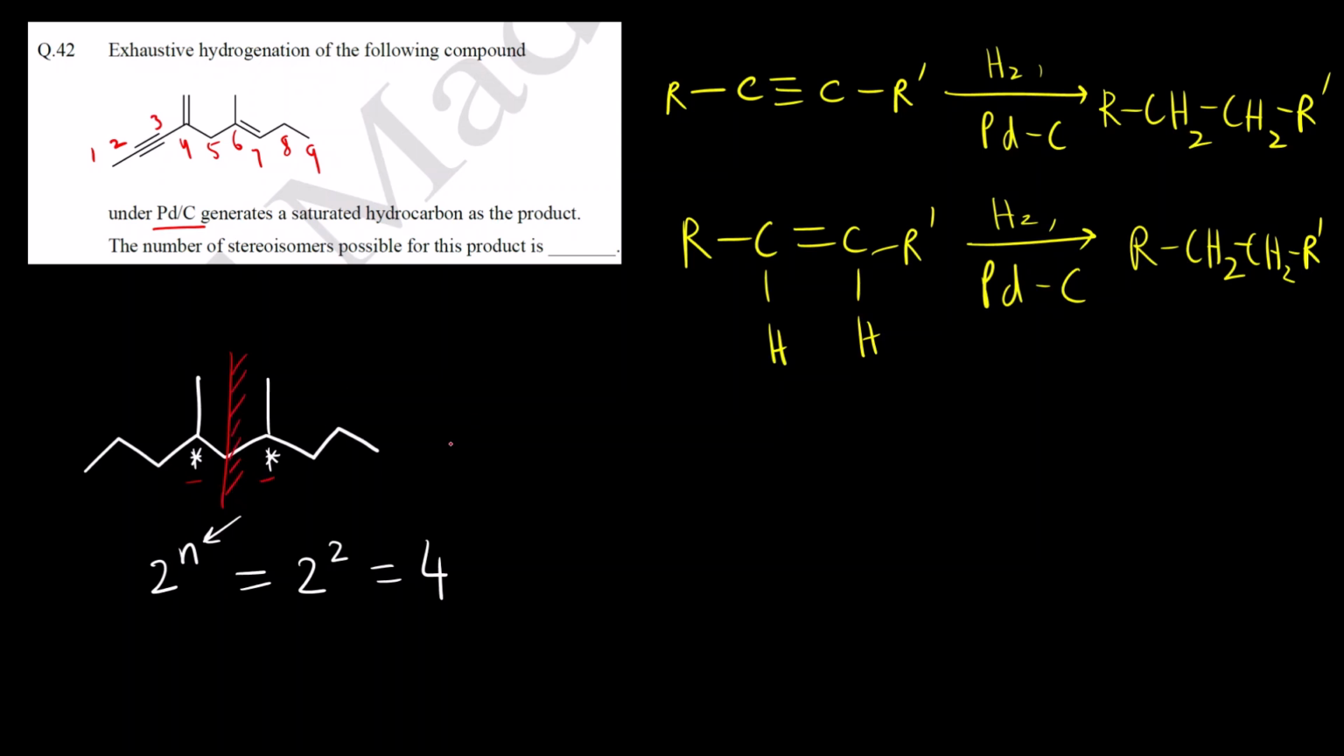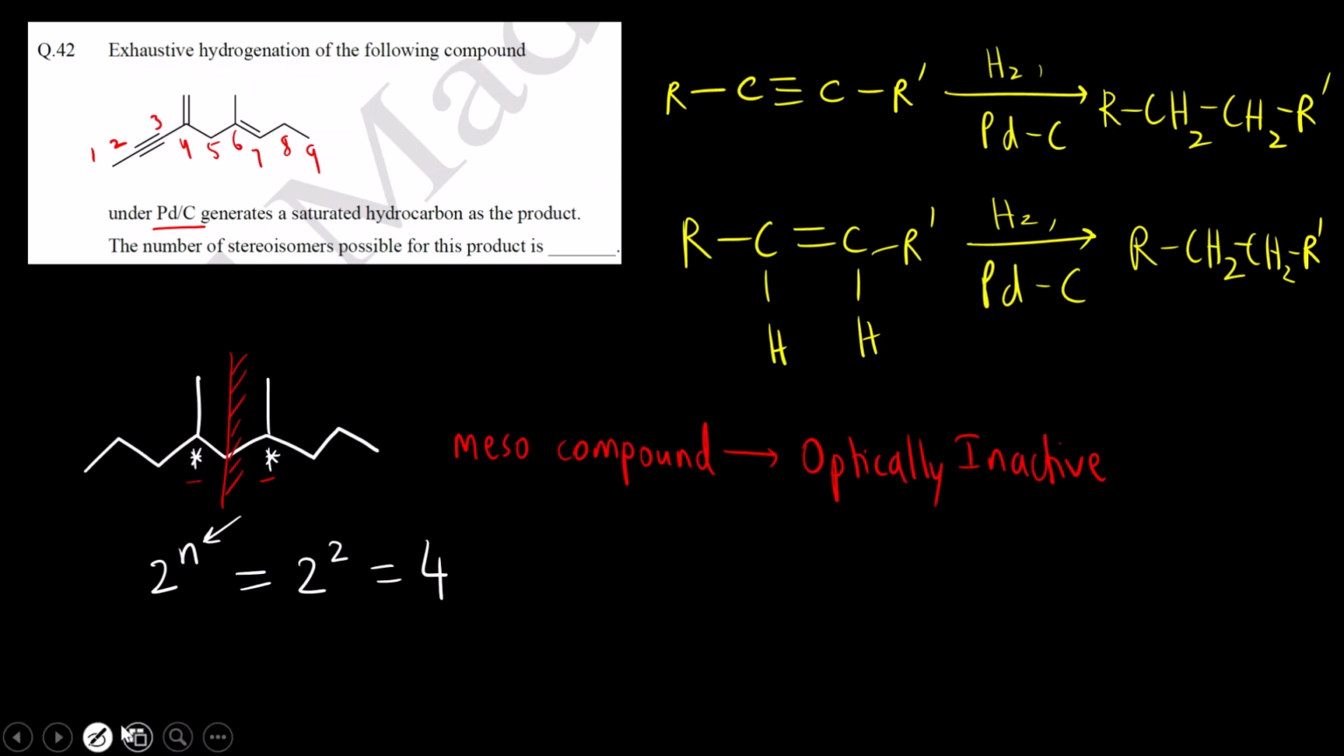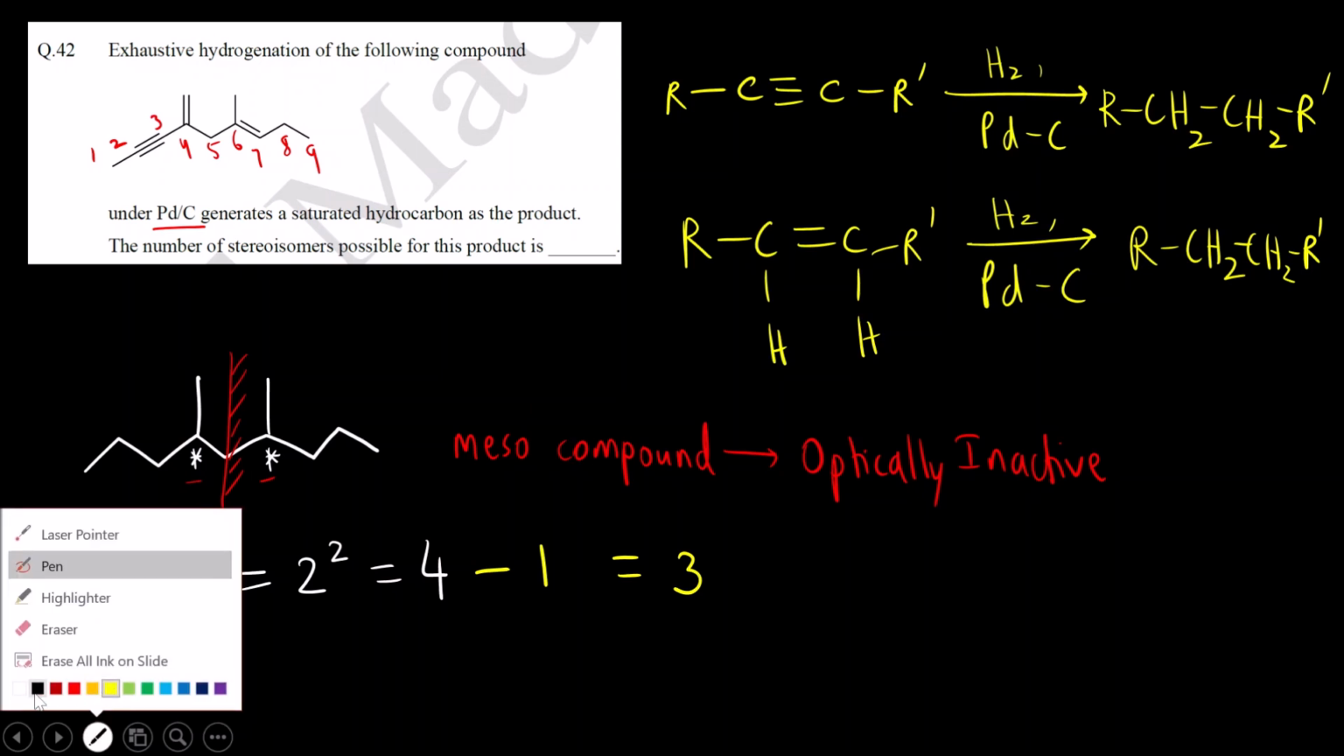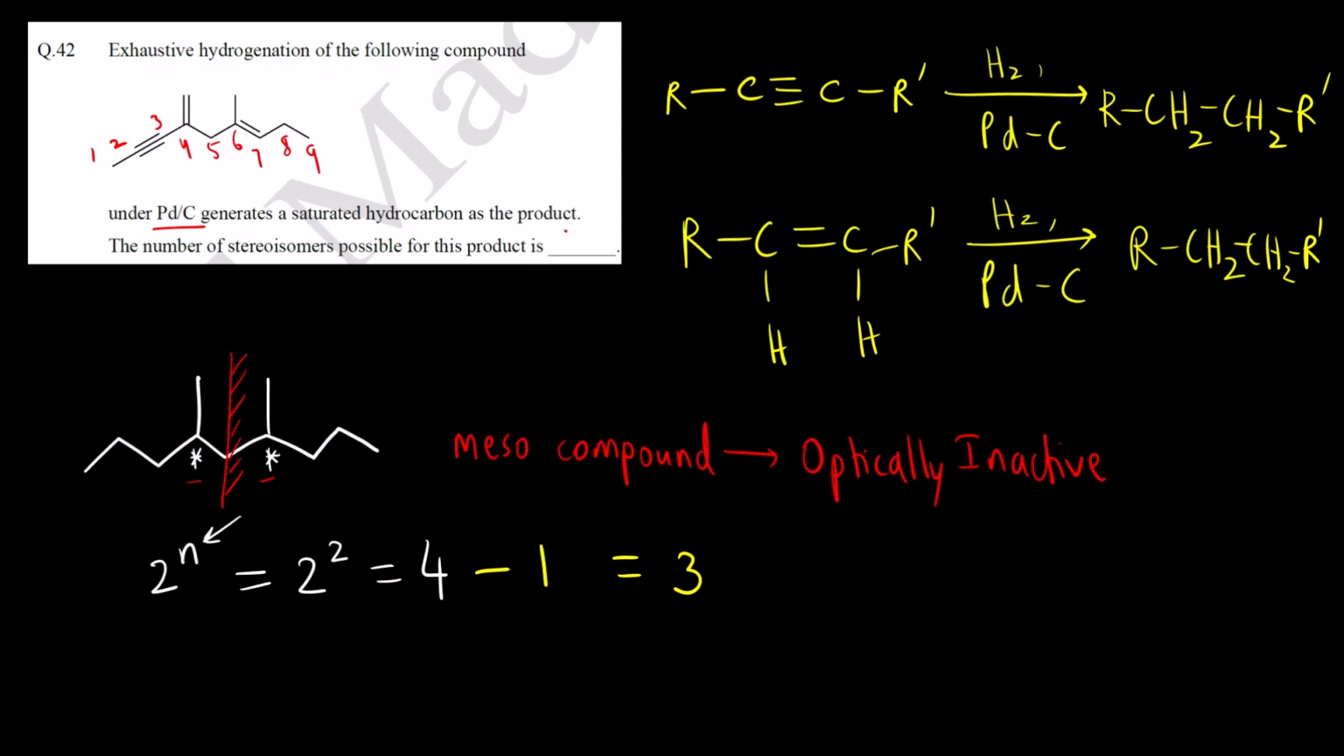Okay, so one of the isomers, that is a meso compound, will be what? It will be optically inactive. A meso compound will be optically inactive. Okay, so that will not be counted as an optically active isomer. So 4 minus 1, that will be 3. So total stereoisomers possible will be 3. So the correct answer will be 3.